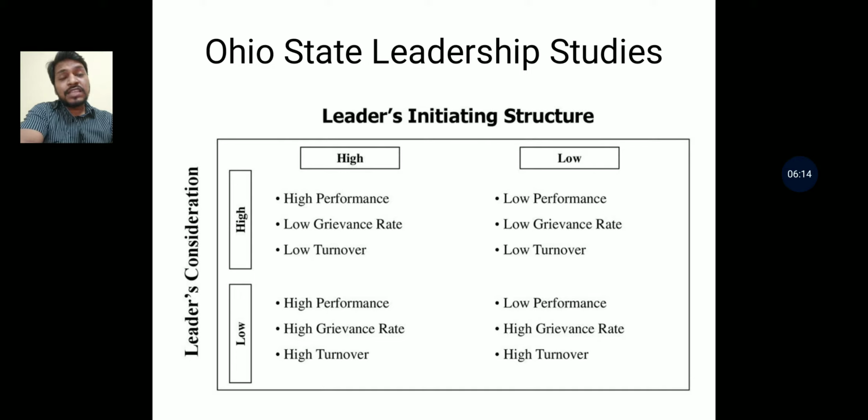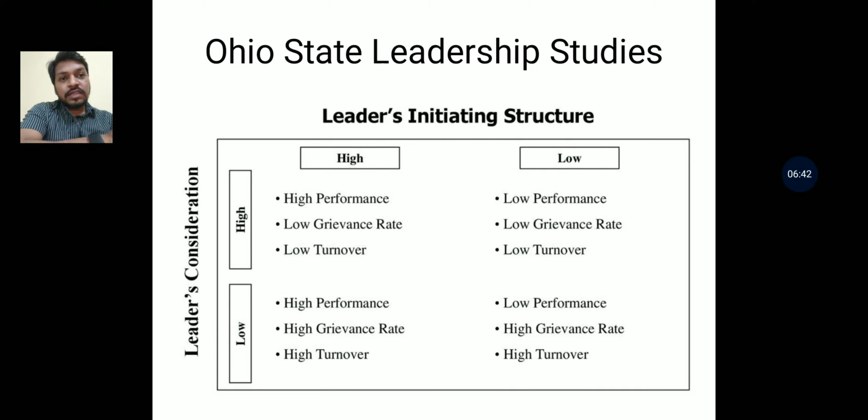Now imagine the opposite of that, the section on the left hand side topmost corner. Leader consideration is high for people, and the leader is very structured in the way in which he functions. What will happen in this particular case? Both are high. In that case, there will be high performance, the numbers will be good, the financials will be good, there will be a low grievance rate, and there will be a low turnover. People will not be leaving the job.